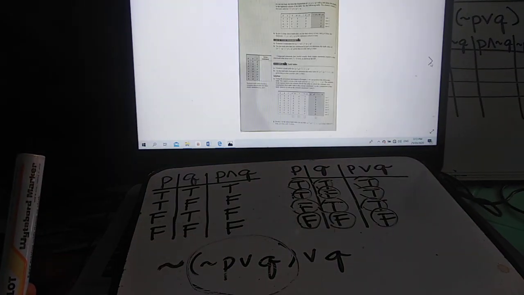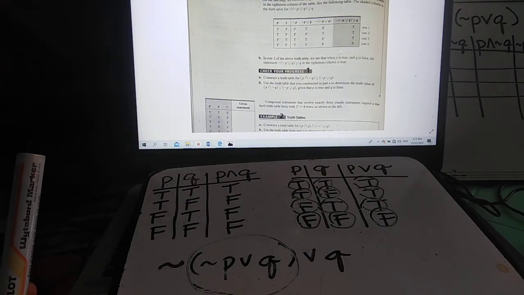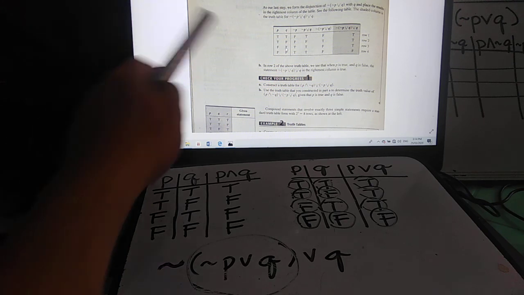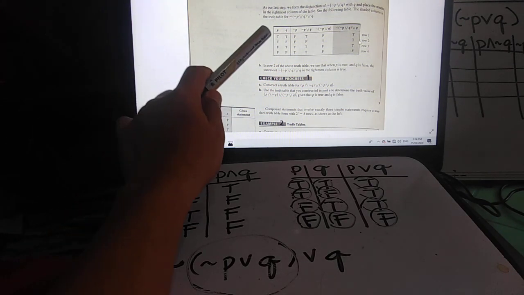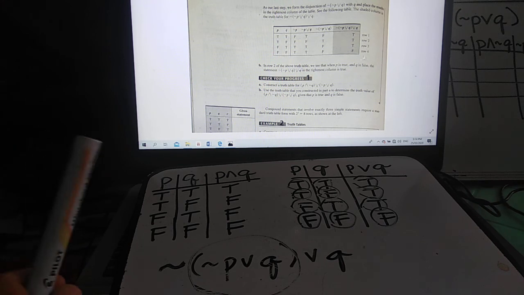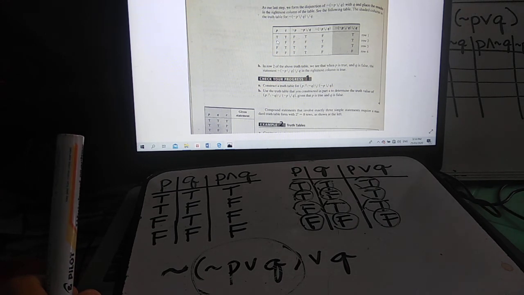So going back to the table that we have constructed, the condition P is true and Q is false is in row 2. If P is true and Q is false, the value, or the conclusion, is true. So the answer for letter B is true when P is true and Q is false.